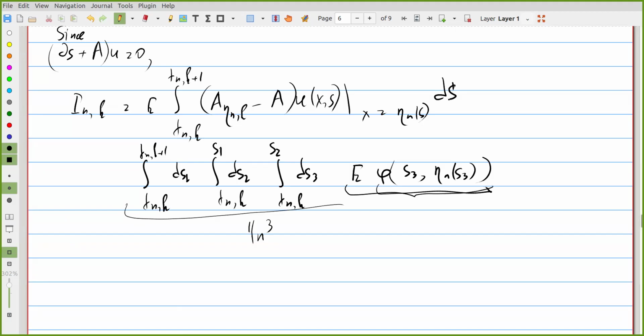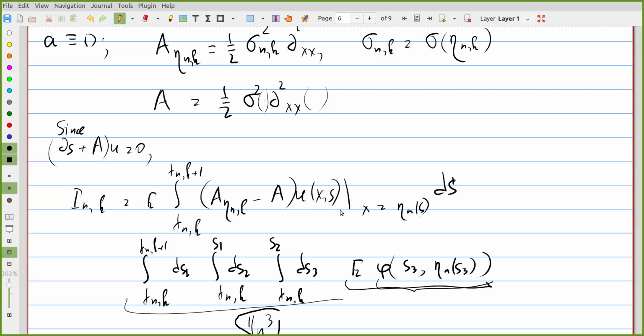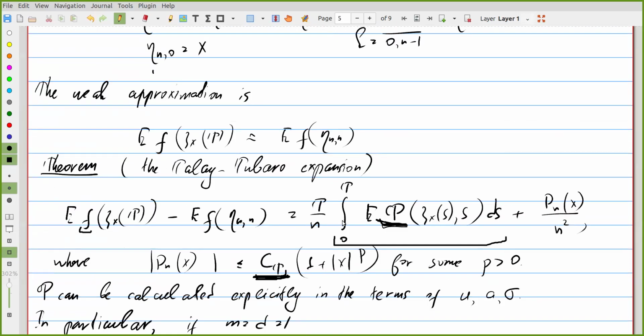And you have n such terms. This is going to give you 1 over n. It is of the third order, negative order. There are n such terms. So this is how you get this part. And again, it's certainly locally bounded, as I said.